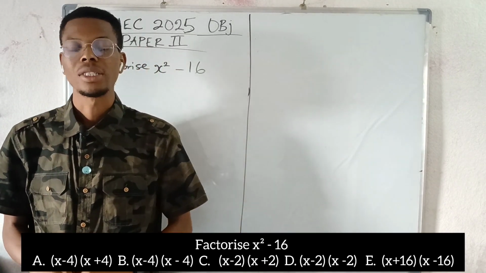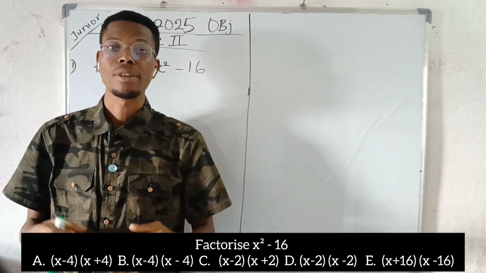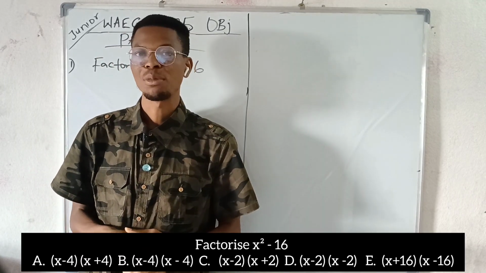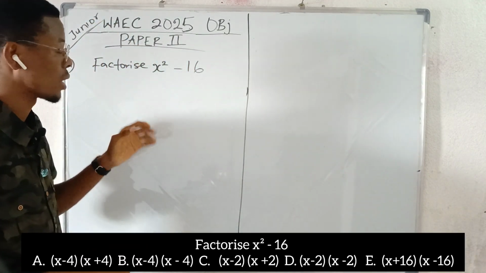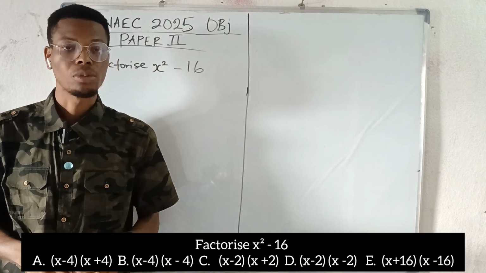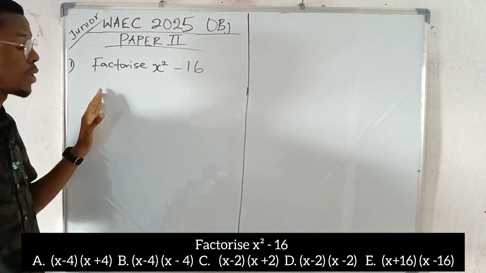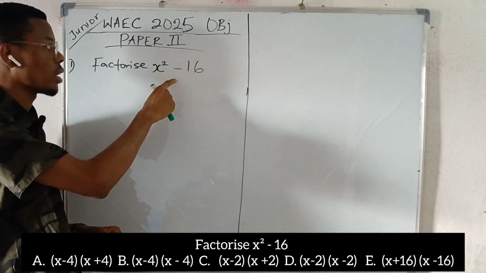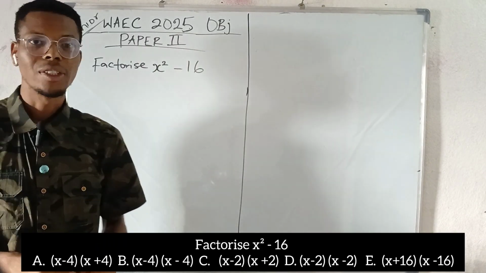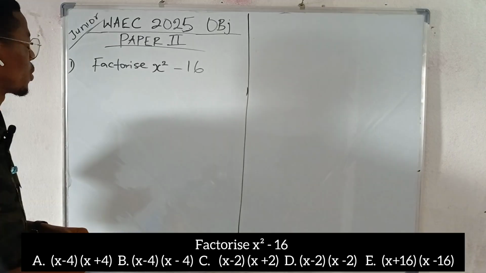Today we're going to be looking at the past question 2025 BECE WAEC examination, the objective question paper 2. So we're going to be looking at them. From question number 1, this is the first question. It says factorize x squared minus 16. Factorize x squared minus 16.